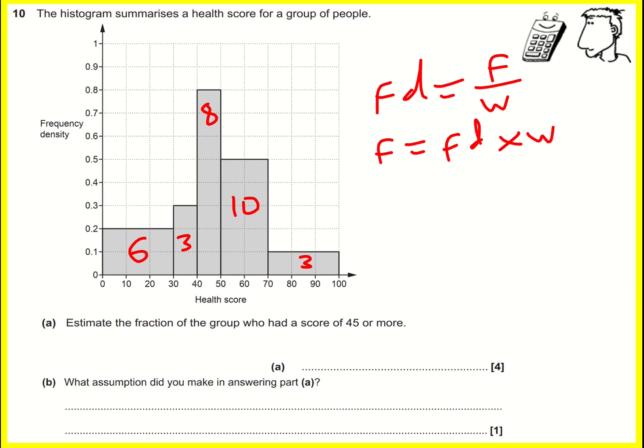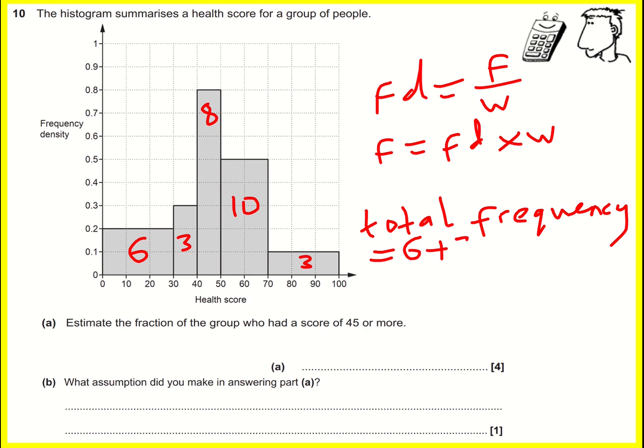And I can work out the total number of people. So total frequency equals 6 plus 3 plus 8 plus 10 plus 3: 9, 17, 27, 30. 30 people. Okay, we had to get that. It didn't tell us that.